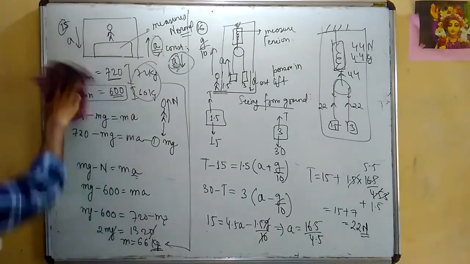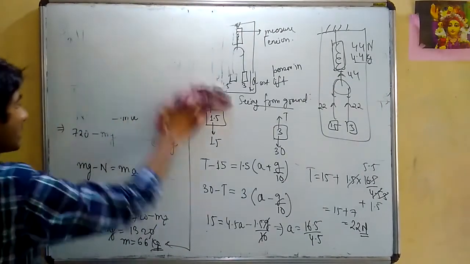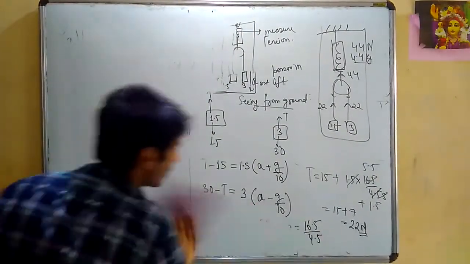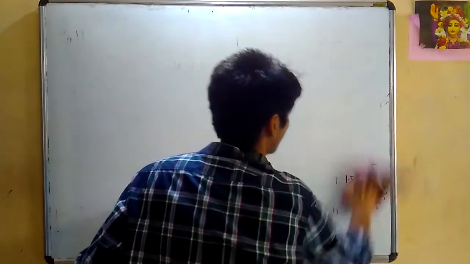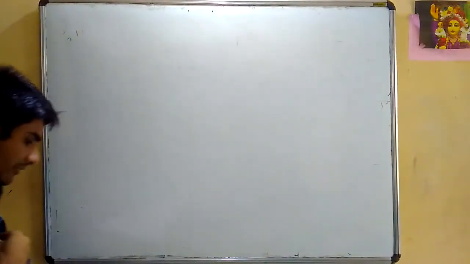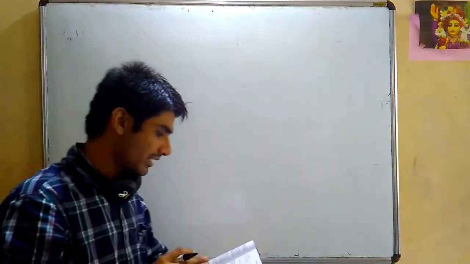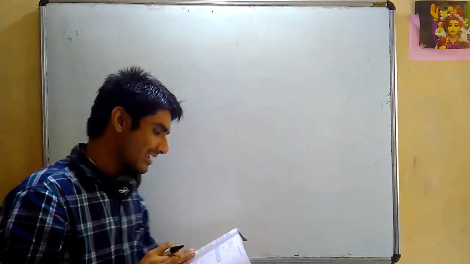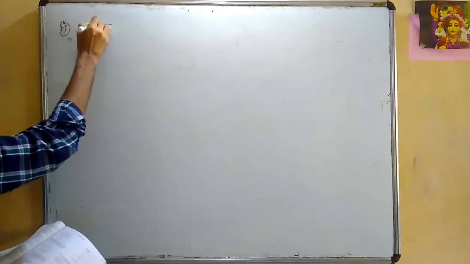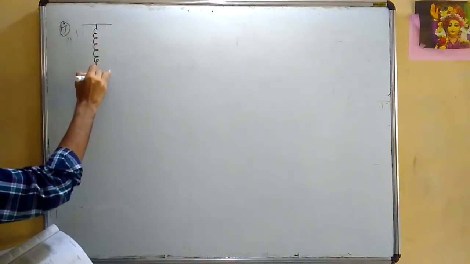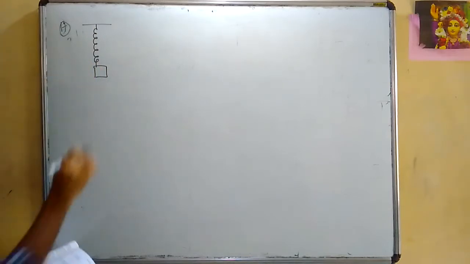Now let us quickly start with question number 17. I'll just quickly rub the board. So now let us start question number 17. What is question number 17? A block of 2 kg suspended from the ceiling through a massless spring of spring constant this much. Question number 17. 2 kg suspended from the ceiling.